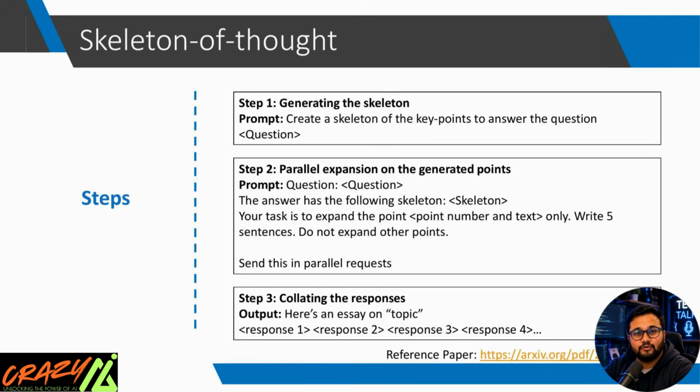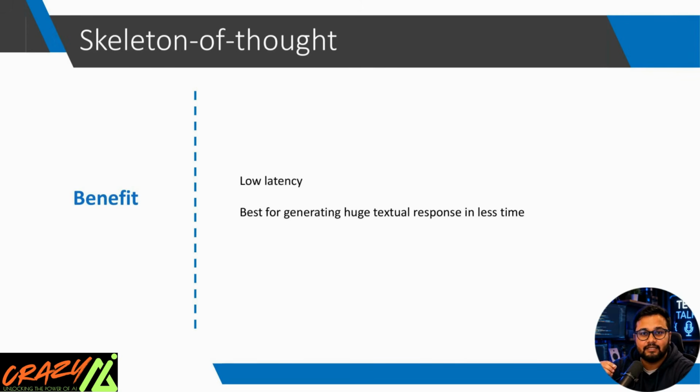Show prompts for generating the skeleton and then expanding only point number 3. Mention that expansion requests can run in parallel, reducing latency. Discuss low latency, scalability, and consistent structure. Example, generating an employee handbook, software design document, and technical book.